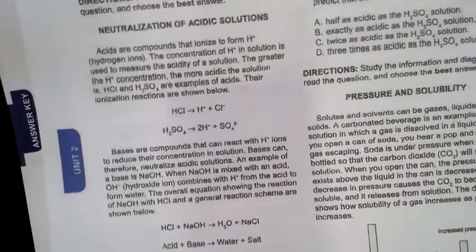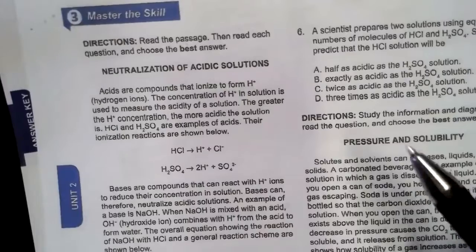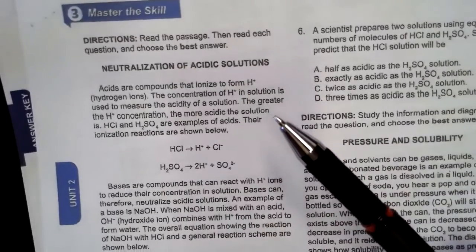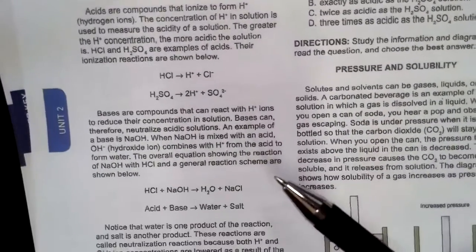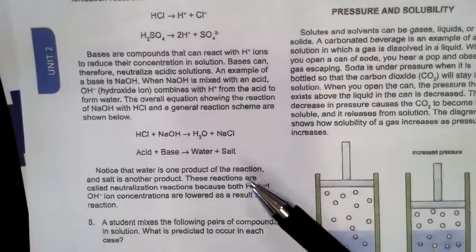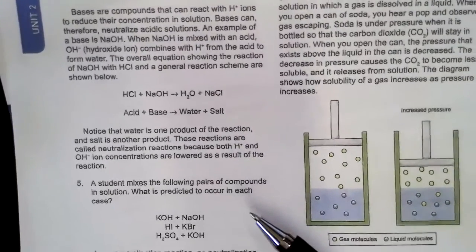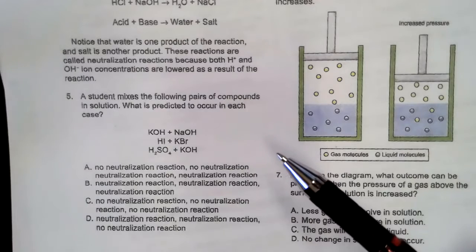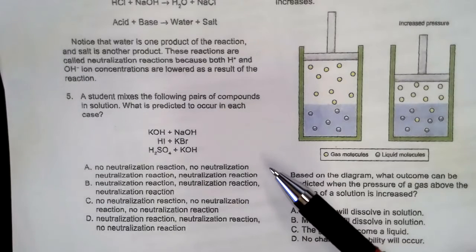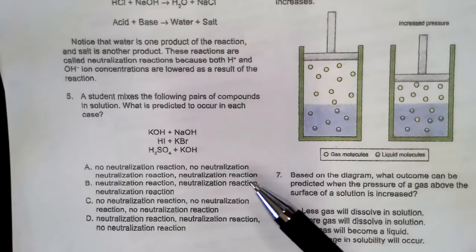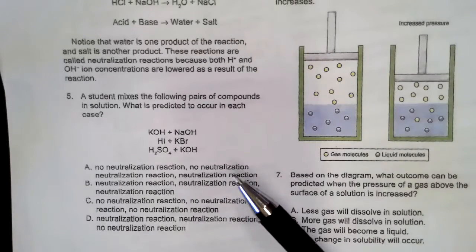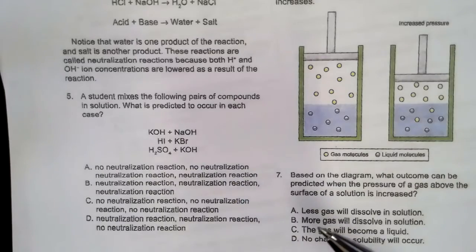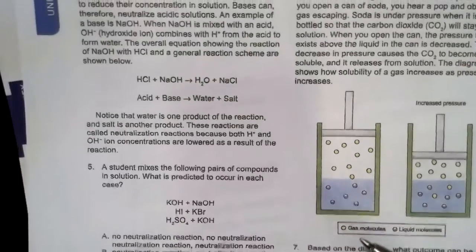All right, this is a really long reading. Neutralization of acidic solutions, a lot of reading, some equations, more reading, more equations, more reading. The question: a student mixes the following pairs of compounds in solution. What is predicted to occur in each case? I have to tell you, I have no idea. This means nothing to me. And look at all the reading that we have to do.